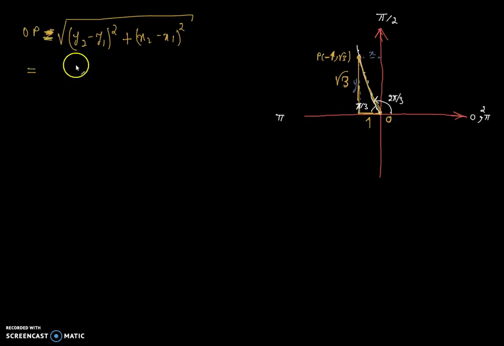Now if we say y2 minus y1, let's take this point 2, so y2 root 3 whole squared would be 3, and then plus x2 minus x1, x2 is minus 1, so minus 1 whole squared is 1, so then you would get root 4, which is 2. So this would be then 2 again, and this is correct.